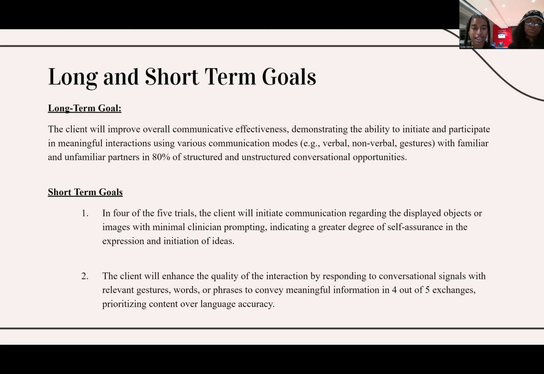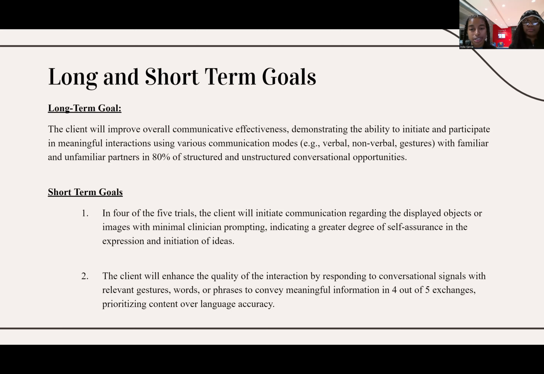All right, and so for the short-term goals, for number 1, in 4 of the 5 trials, the client will initiate communication regarding the displayed objects or images with minimal clinician prompting, indicating a greater degree of self-assurance in the expression and initiation of ideas. So basically with this, we want them to be a little more independent, like we're working on that to get to that long-term goal.